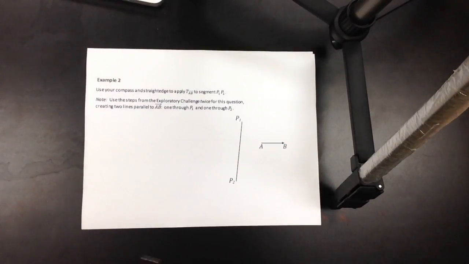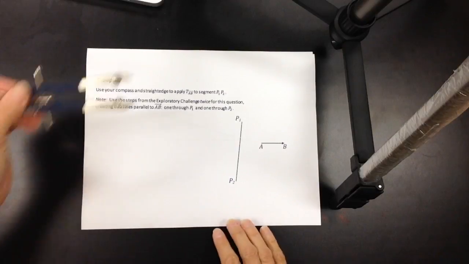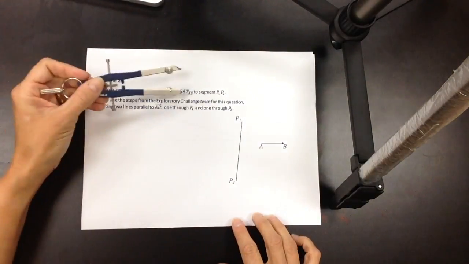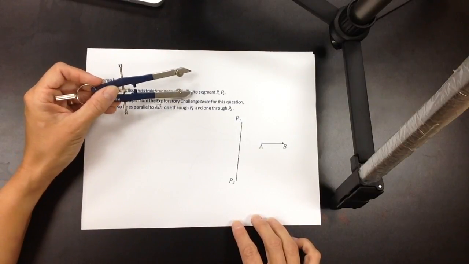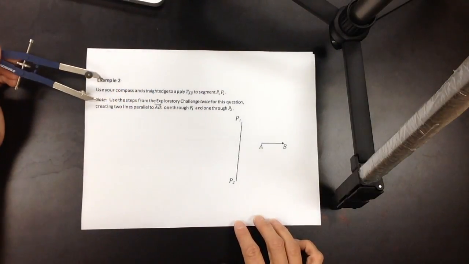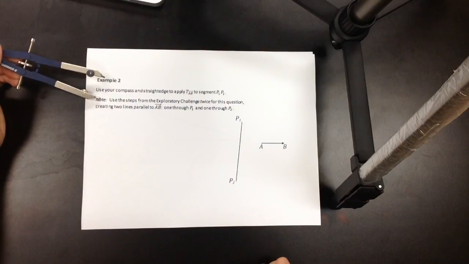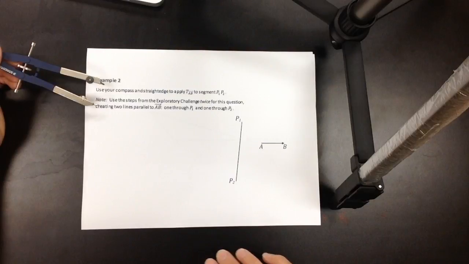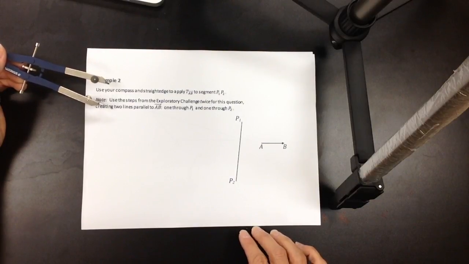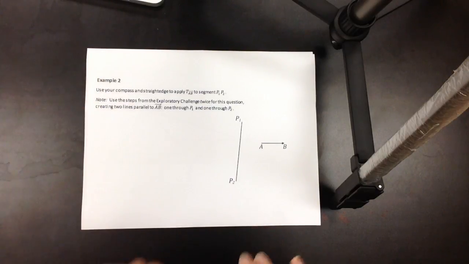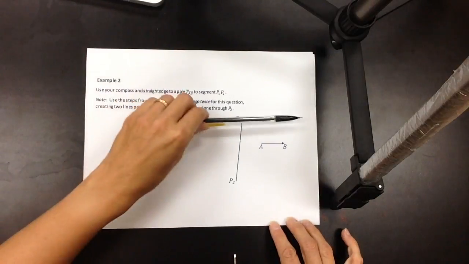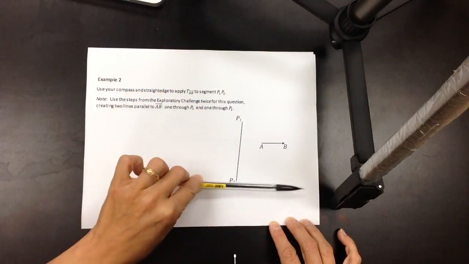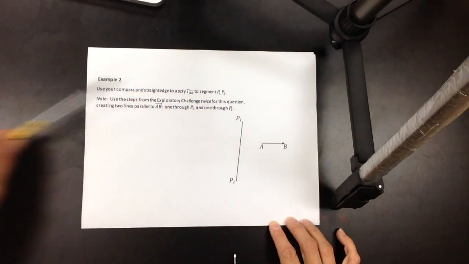Okay, example 2. Use your compass and straight edge to apply the translation on ray AB to segment P1 and P2. Note, use the steps from the exploratory challenge twice for this question, creating 2 lines parallel to AB, one through P1 and one through P2. So we're going to create 2 lines parallel to ray AB, one through P1 and one through P2. So that's what we're going for.